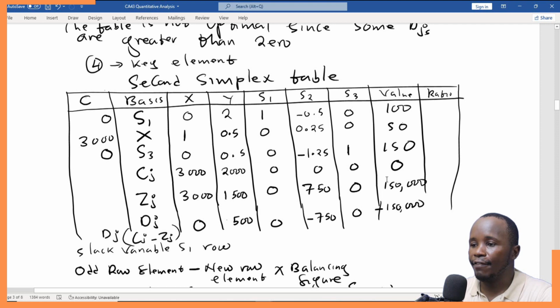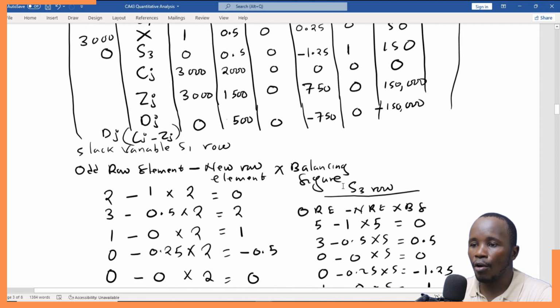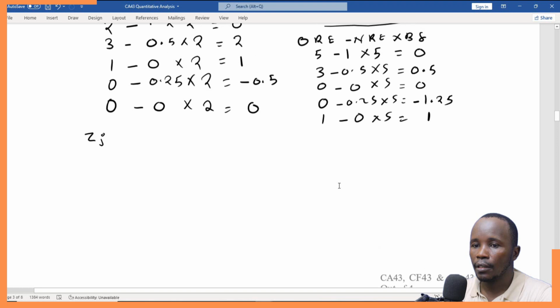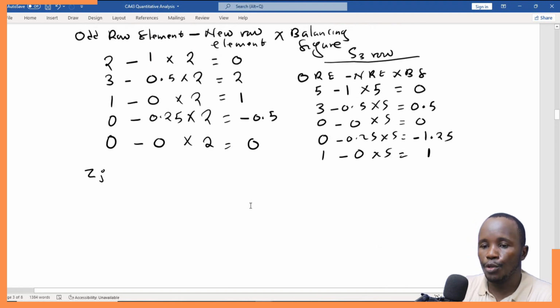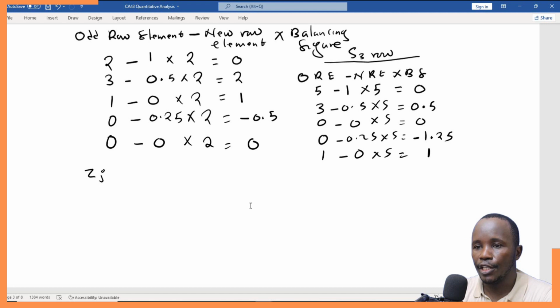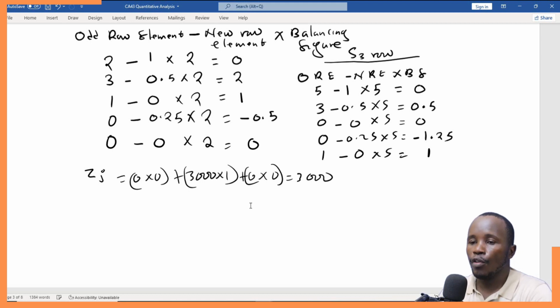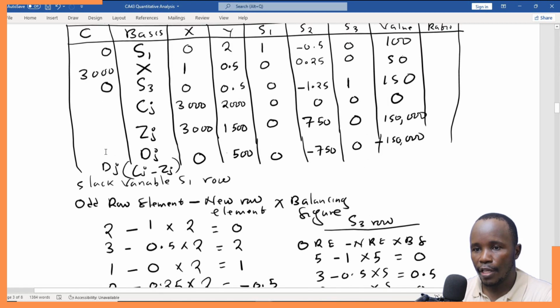Now, having identified these values, we need now to check optimality. Here I was helping you to know how to find a Zj. Like the first one, you said is 0 times 0 plus 3000 times 1, then 0 times 0 plus this, and we got 3000. So that's how you find the Zj. The Zj here, we are going to find that this is 0 times 0, 3000 times 1, 0 times 0, and then you find your values here.